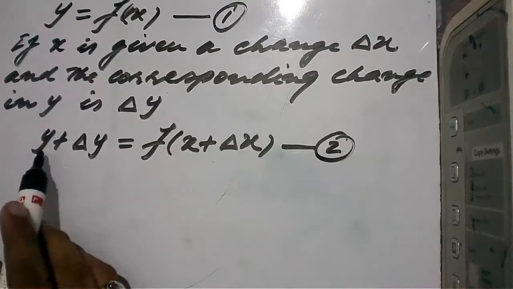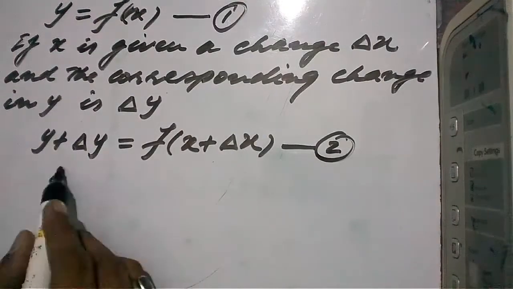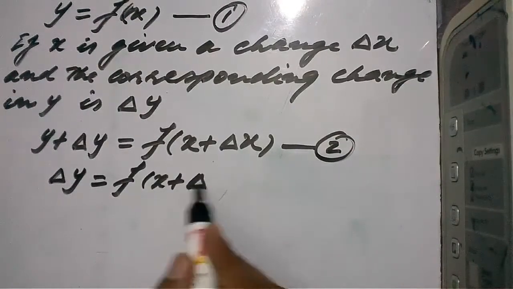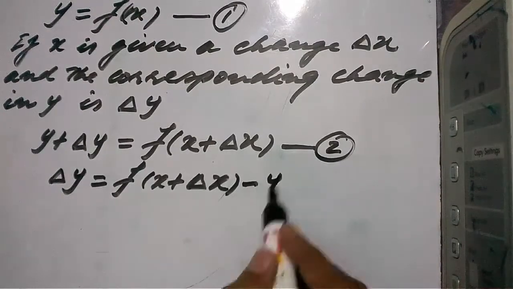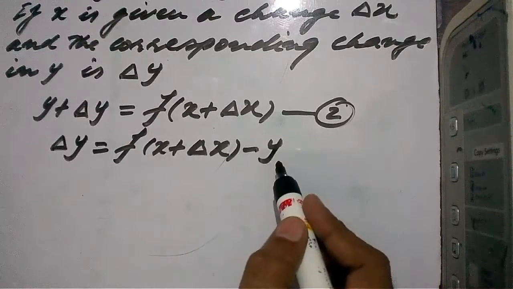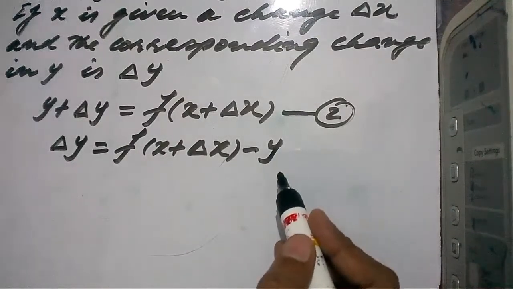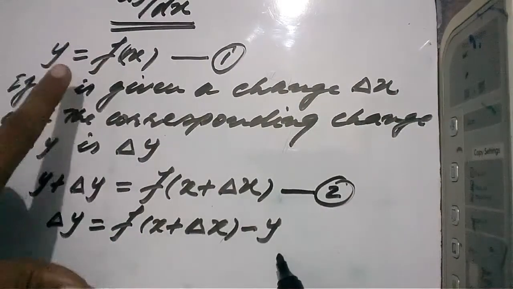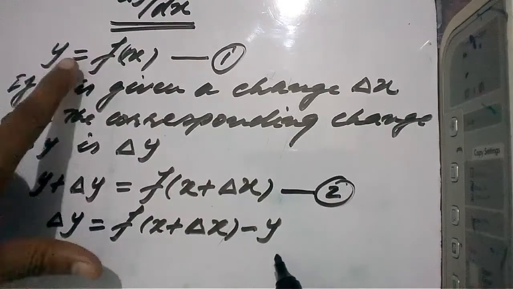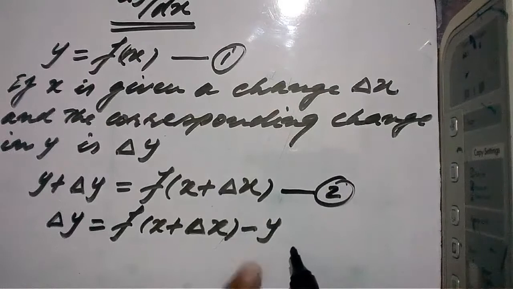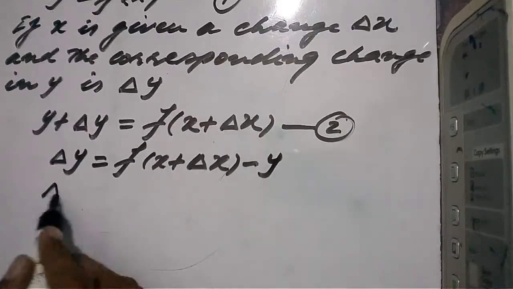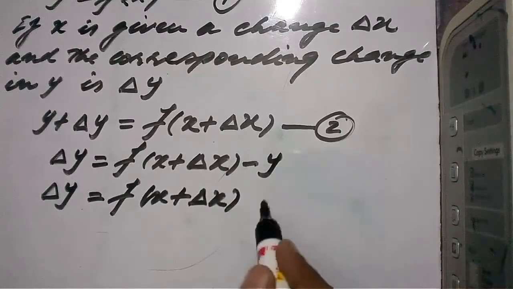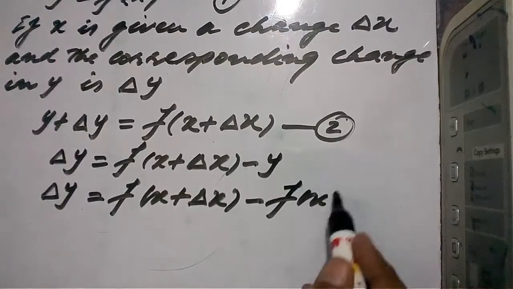Now if we transpose y to right hand side, we have delta y is equal to f x plus delta x minus y. And since from equation number 1, y is equal to fx, so if we substitute y is equal to fx in this equation, we have delta y is equal to fx plus delta x minus fx.